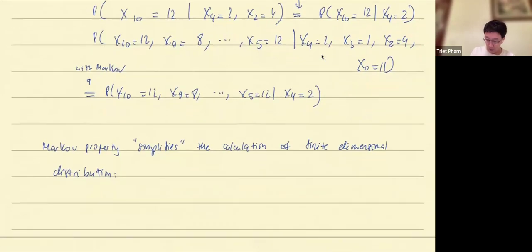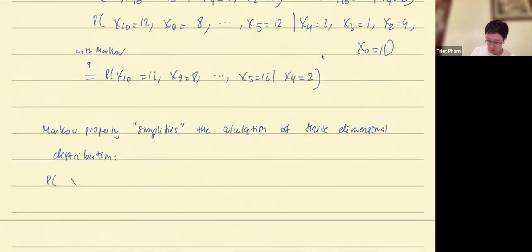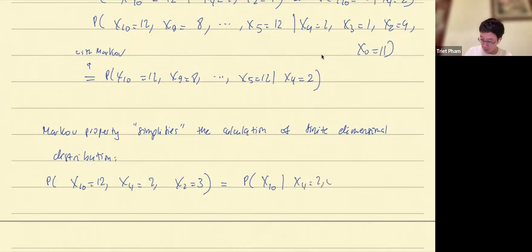So again, let's maybe take that example. The probability that x10 equals 12, x4 equals 2, x2 equals, let's say, 3. This is a path probability, the probability of the path that goes through the states 3, 2, and 12 at times 2, 4, and 10. Now, if you recall, by conditioning, because now we have past, present, and future, you can condition like this, and then you can further condition.